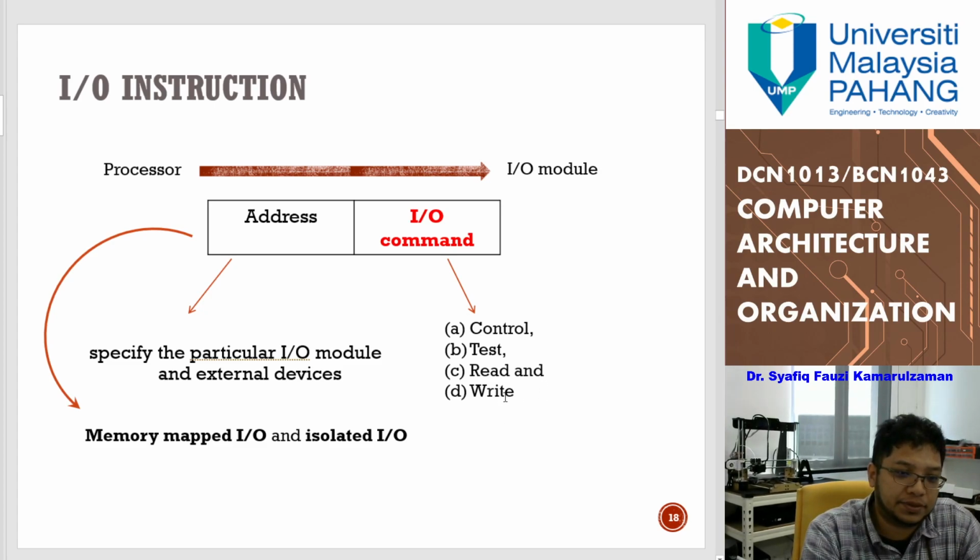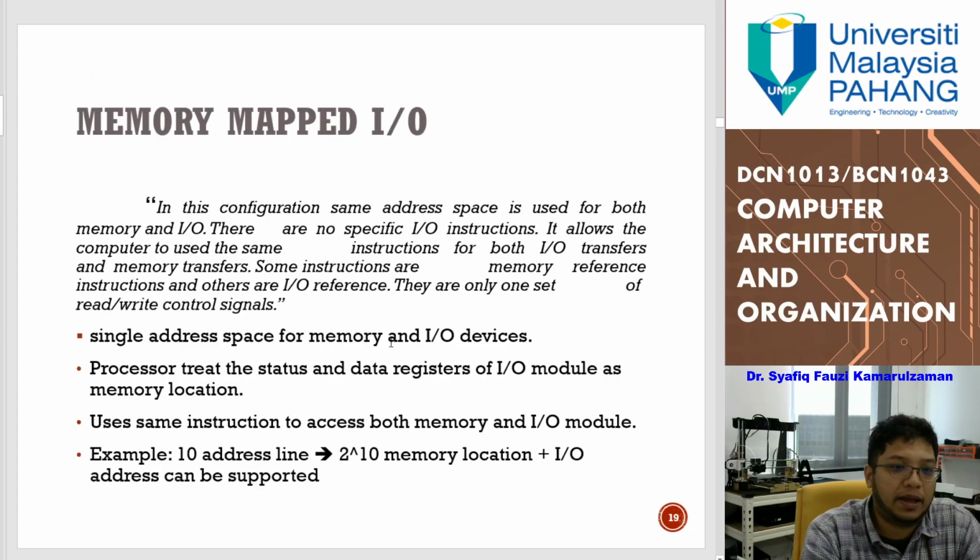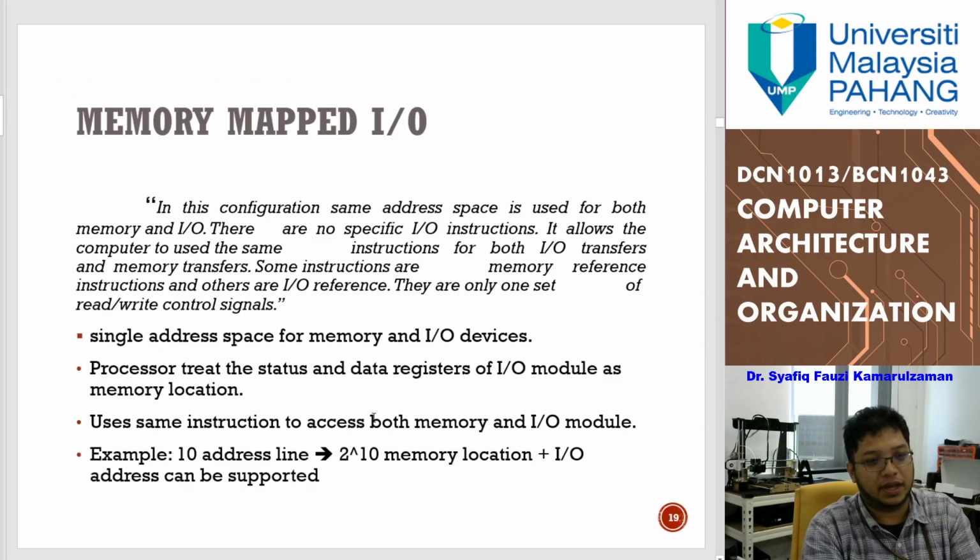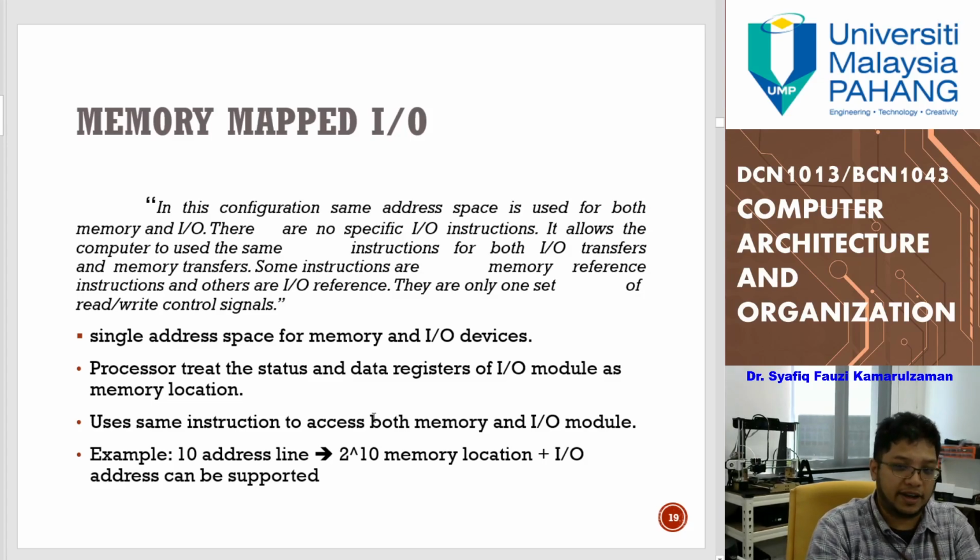There are two types of addressing: memory map I/O and isolated I/O. Memory map I/O is a single address space for memory and I/O devices. The processor treats the status and data registers of the I/O module as memory locations, so the I/O module behaves exactly like another memory. They use the same instructions to access both memory and the I/O module. For example, with 10 address lines, you have 2 to the power of 10 memory locations plus I/O addresses that can be supported.